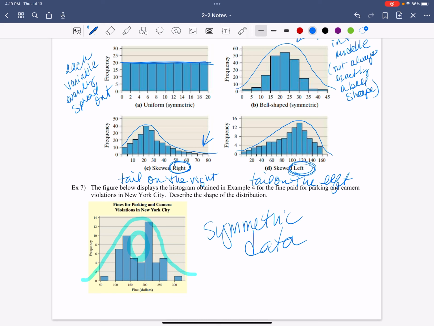So the goal is to try to get it as close as you can to one of these options, so that you can identify that shape.